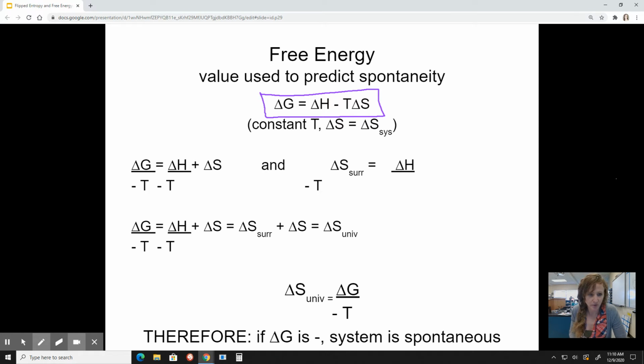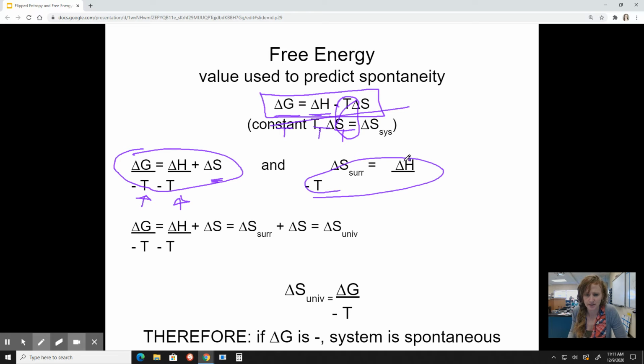So if we start with this equation at the top and try to get entropy by itself, we need to divide this whole equation by T. Actually, we're going to divide the whole equation by negative T. It gets divided out of your entropy term, but it actually gets added into your enthalpy and your free energy component.